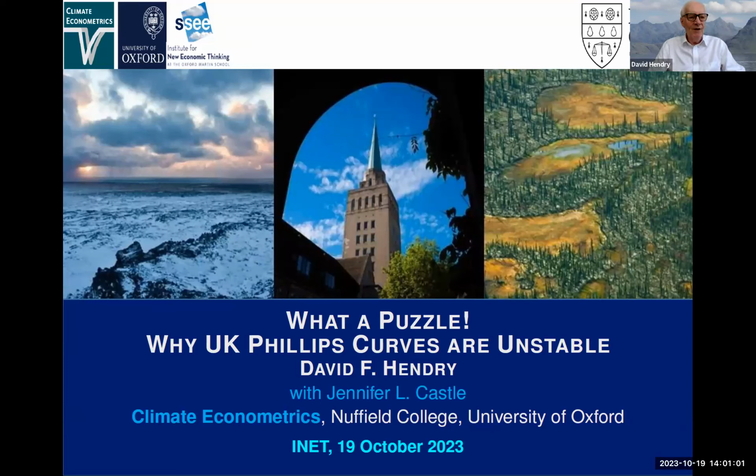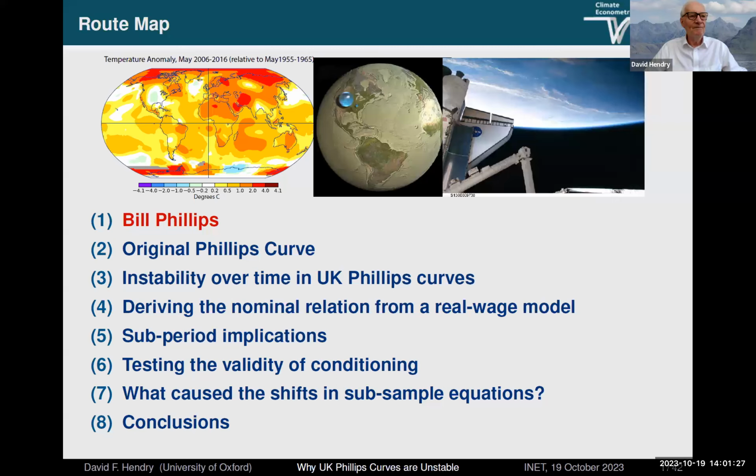So the reason we've called it What a Puzzle is that the usual explanation for why curves are unstable is that they exclude variables that shift, or they have other variables that are included that are distorted by variables that shift, so have the wrong coefficients and therefore appear to shift. And that is not at all what is going on here, which is quite a puzzle relative to what I had previously understood about econometrics.